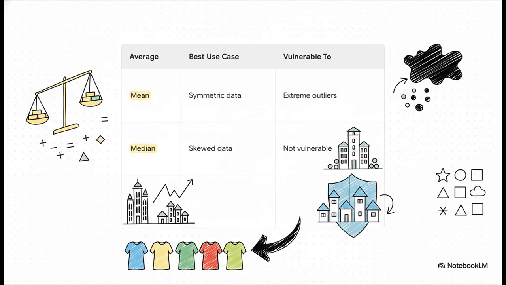And finally, you've got the mode. That one's the easiest of all. It's simply the value that shows up most often. Perfect for finding out what's most popular, like the best-selling color of a t-shirt.